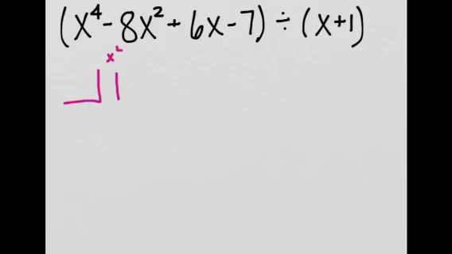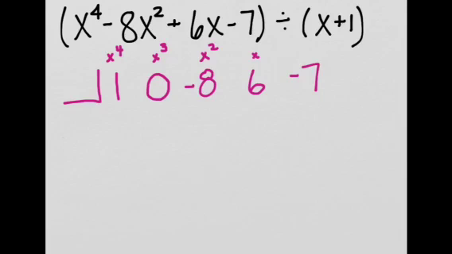This was x to the fourth. And then for x to the third, I don't have anything in my polynomial, so I'm going to put a 0. Then for x squared, it was minus 8. For x, it was 6. And then the constant is negative 7. So the important part here is you need that 0 for the x to the third, even though it doesn't appear in your original polynomial.